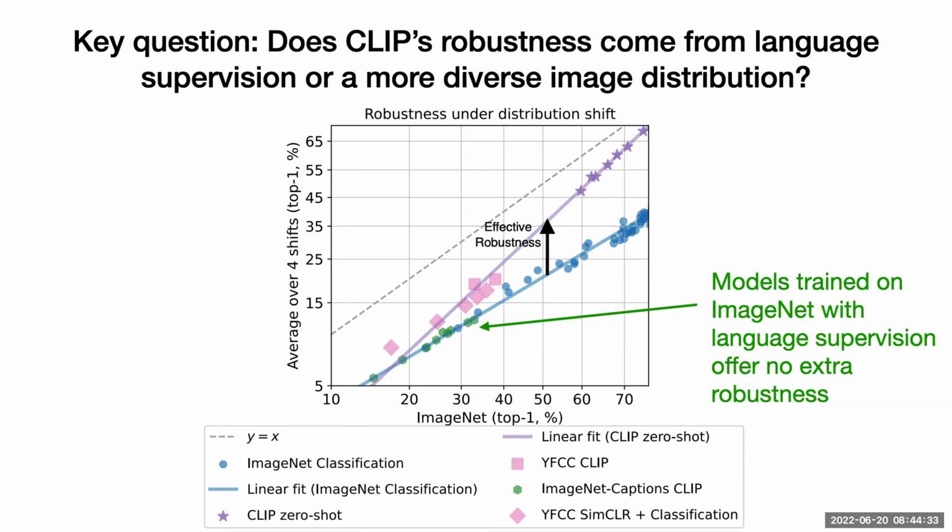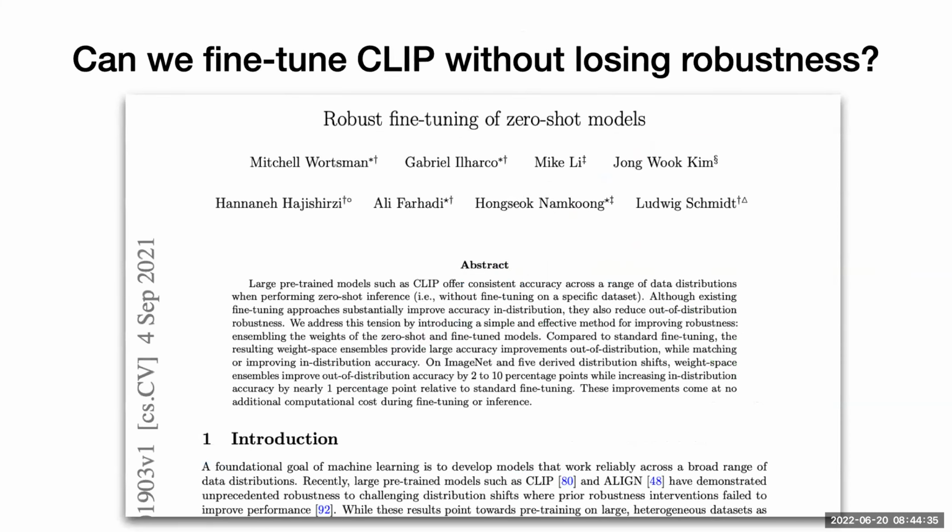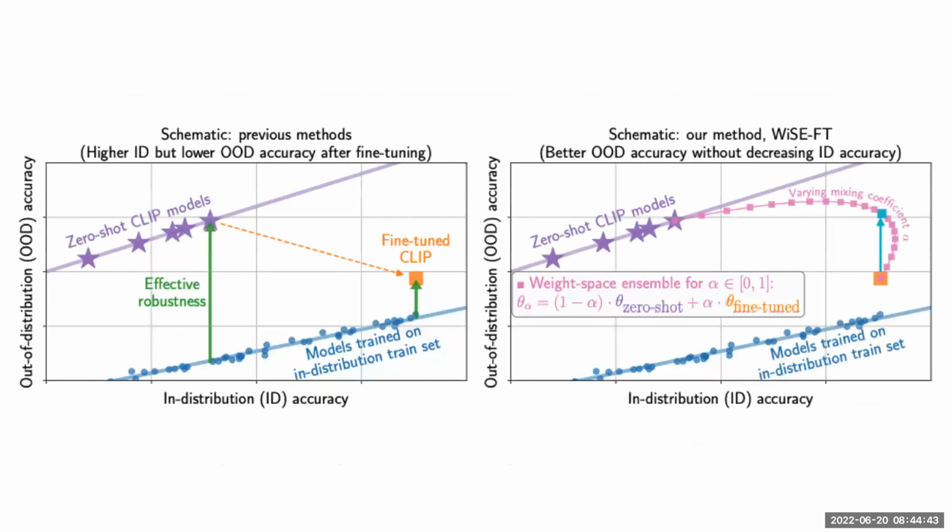And then the second part was about fine-tuning. Can you fine-tune CLIP without losing robustness? And the answer is yes, and it's actually very, very simple. So, just a schematic plot here again, x-axis in-distribution accuracy, y-axis out-of-distribution accuracy. When you fine-tune CLIP, you move to the right, which is good, but you also move down, which is bad. Can you basically just move right and stay at the same y-axis value? And the answer is yes, and it's actually very, very simple.